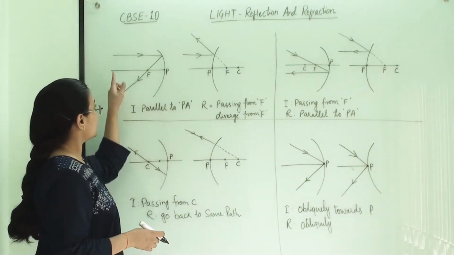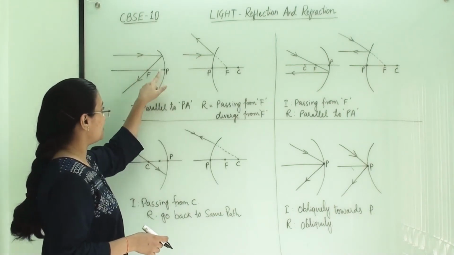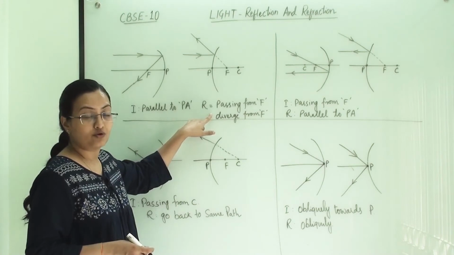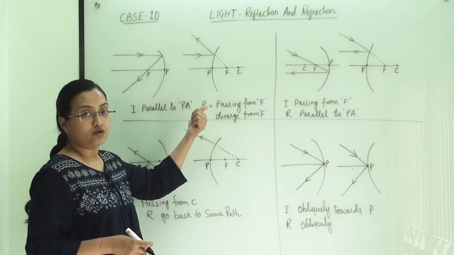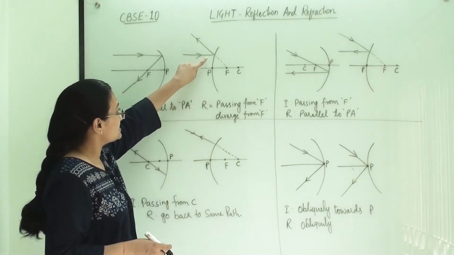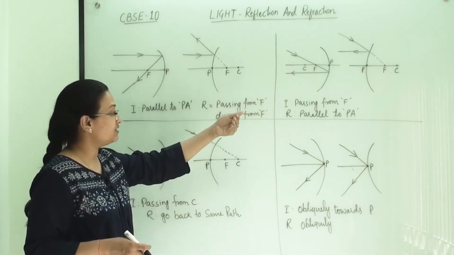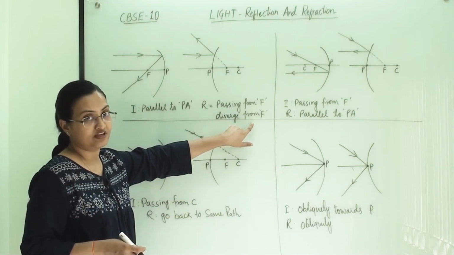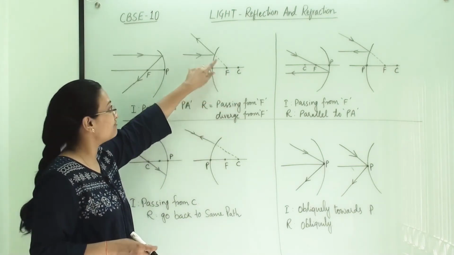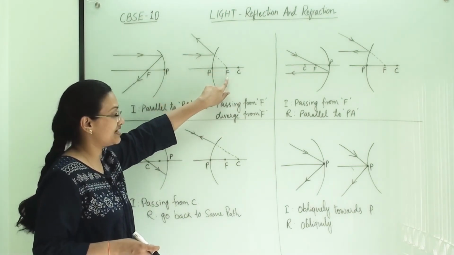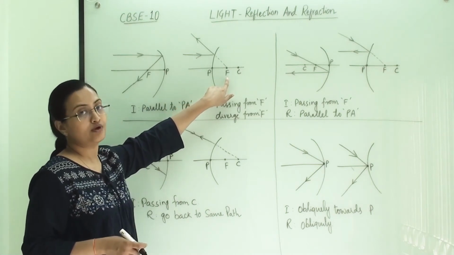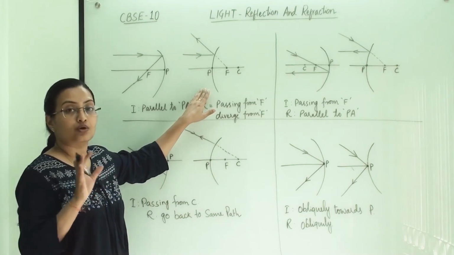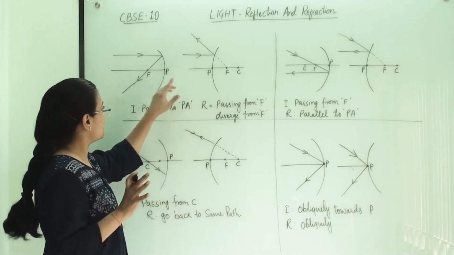So when the incident ray is parallel to the principal axis, it will pass through F, the focus point of the concave mirror and convex mirror. But here, since F and C lie behind the mirror, we can see that the rays are diverging away from the F, and when we extend the reflected ray, it will connect to F. So in both cases, the overall picture we get is something like this.